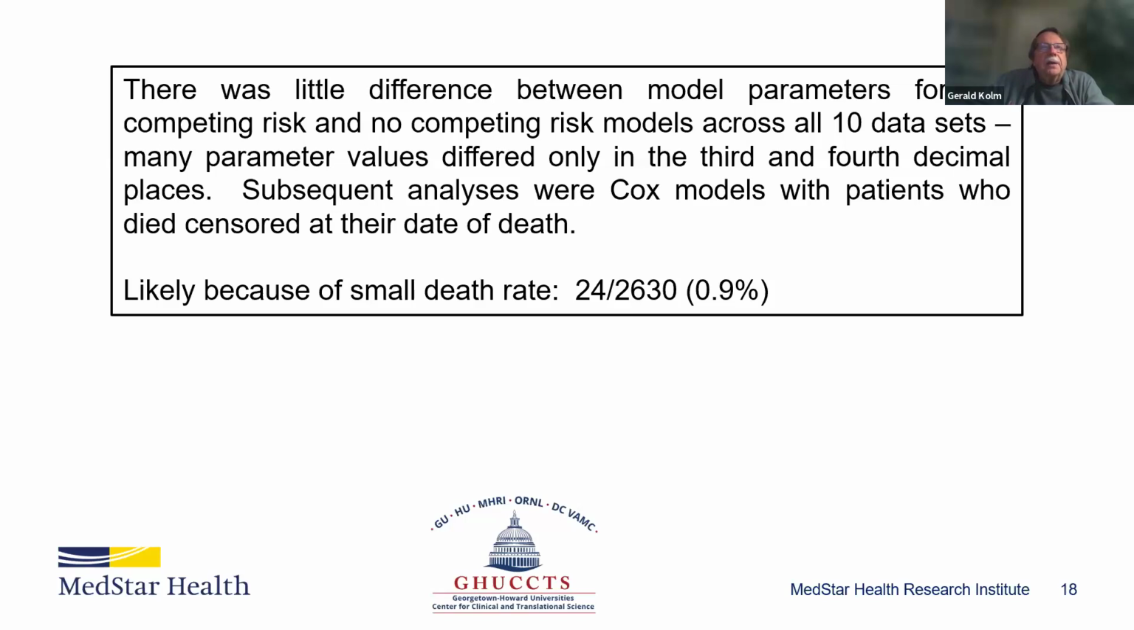So for our final analysis, we just used censoring patients at their date of death. Now, this is not to say that you can always do that. Likely this happened in our HCM data set here because the death rate was very low, only 0.9%. So that might be a reason why the Fine and Gray model and the censoring at death model were essentially the same.